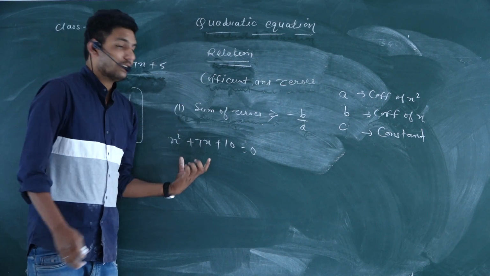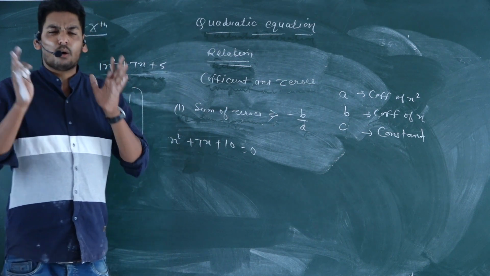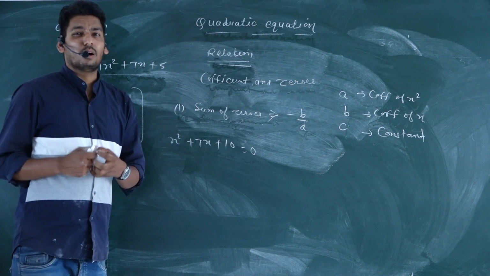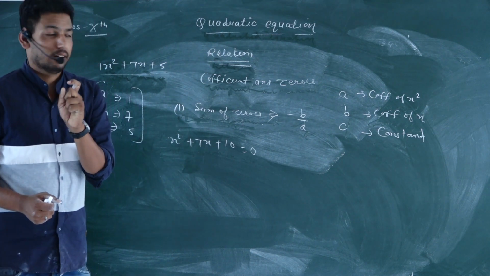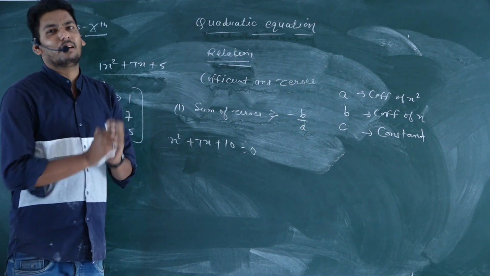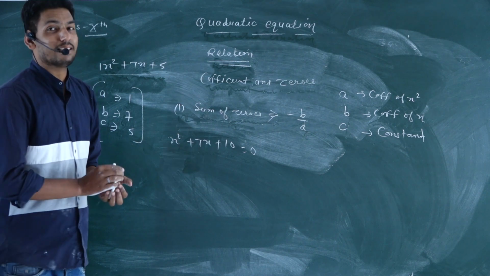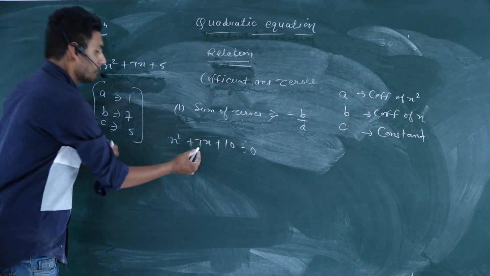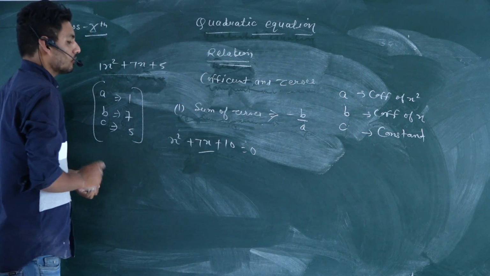Students, you know that all the terms are available here. All terms means a, b, and c are all available in this equation. Then how to solve? We use the factorization method. If all terms are available in the quadratic equation, then we use the factorization method. How to solve, students? Yes, we split the middle term.